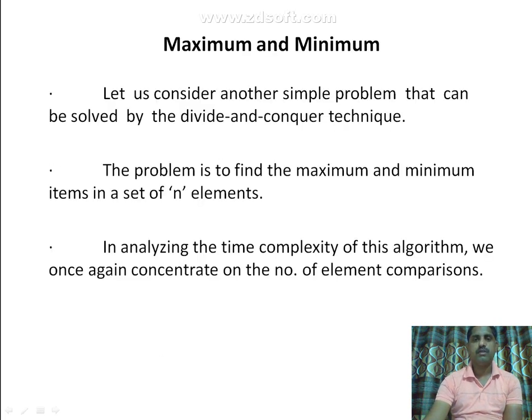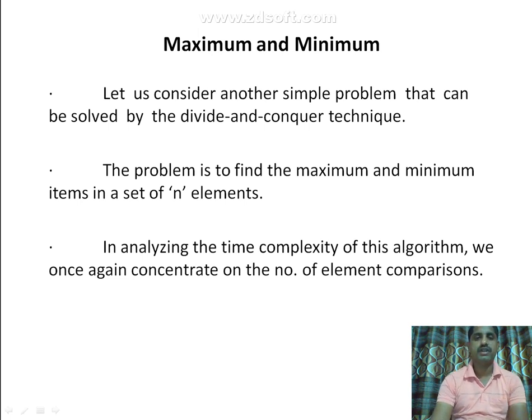The next one, maximum and minimum. Let us consider another simple problem that can be solved by the divide and conquer technique. The problem is to find the maximum and minimum items in a set of n elements. In analyzing the time complexity of the algorithm, we once again concentrate on the number of element comparisons. Here you can calculate which is the maximum element and which is the minimum element of the given elements.